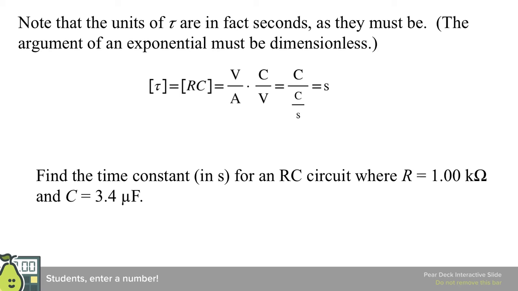All right, find the time constant in seconds for an RC circuit where the resistance is 1 kilo ohm and the capacitance is 3.4 microfarads.